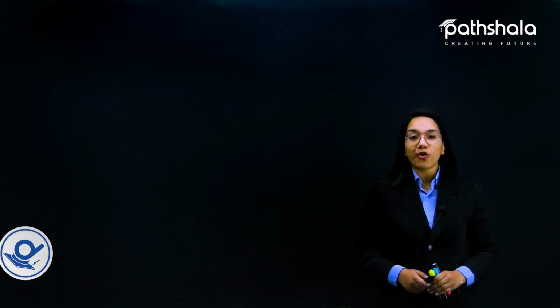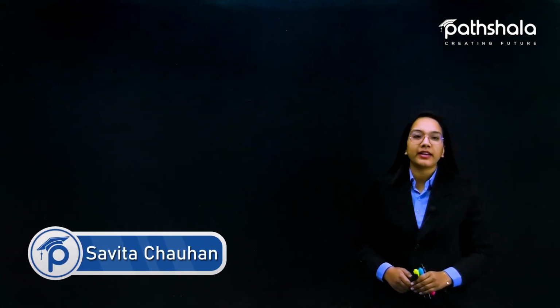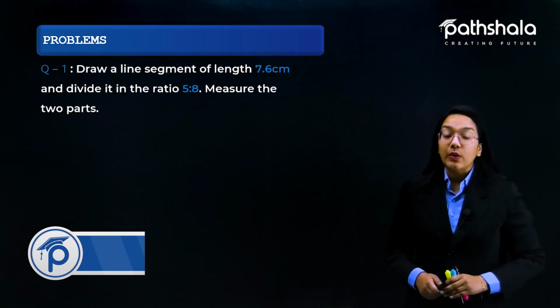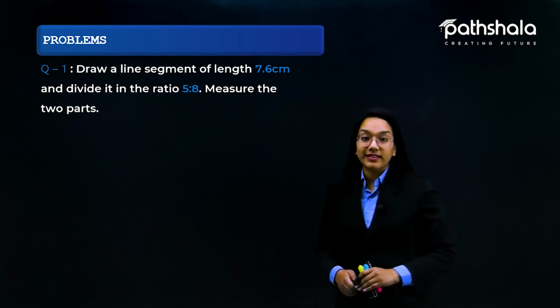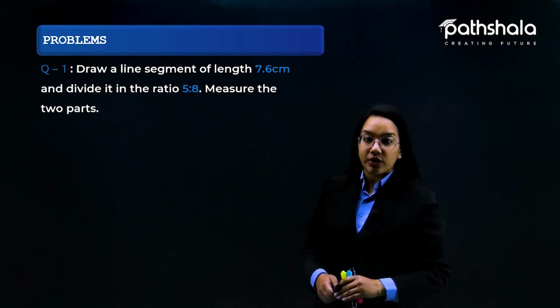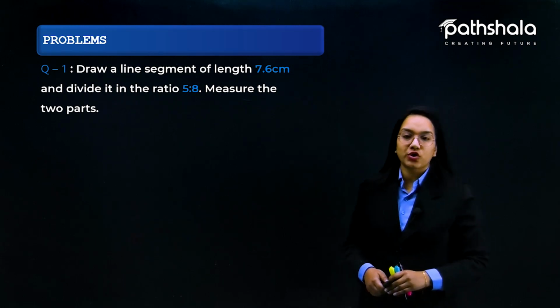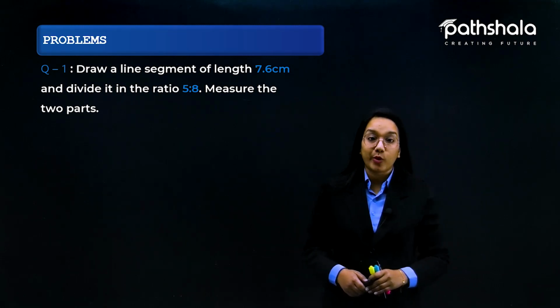Now let's move on to the problems related to the construction and division of a line segment. Starting with the very first question: draw a line segment of length 7.6 centimeters, divided in the ratio 5:8, and measure the two parts. So let's start the construction.